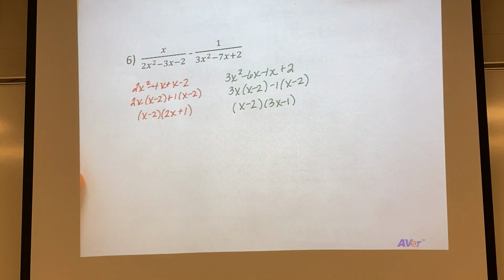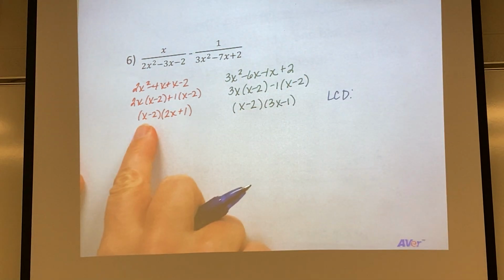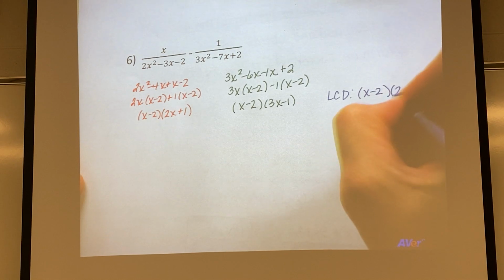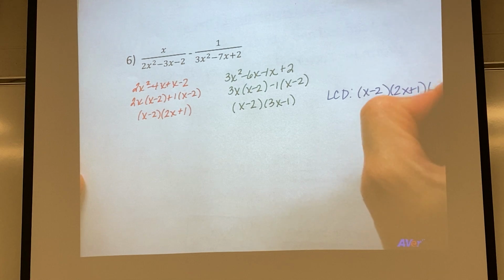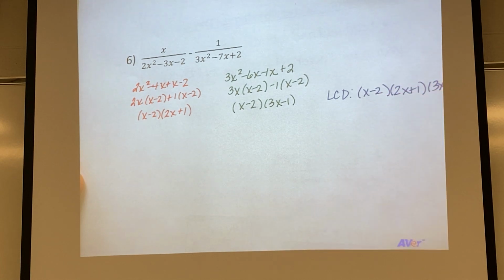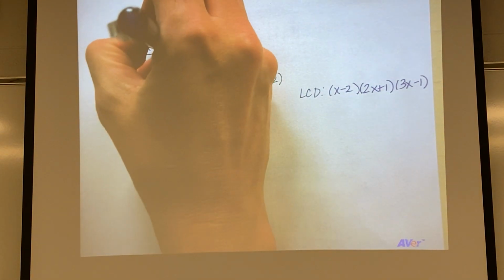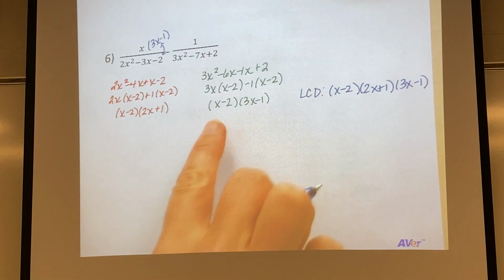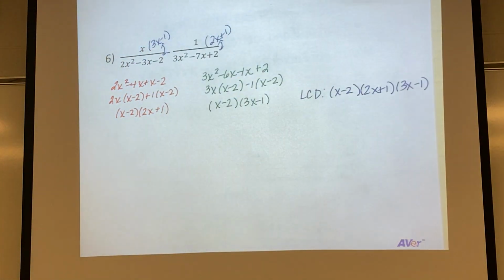All right, so once it's factored, we can now figure out our LCD. We need an x minus 2. We need a 2x plus 1. This x minus 2 is already there, so we don't need it again. And then 3x minus 1. All right, so our first fraction is missing the 3x minus 1 that we will multiply on top and bottom. The next one is missing 2x plus 1 that we will multiply on top and bottom.